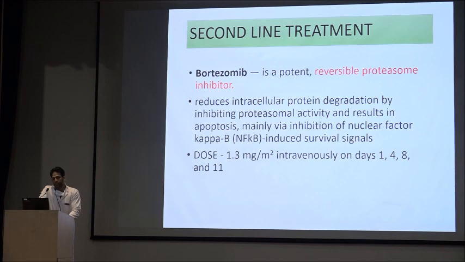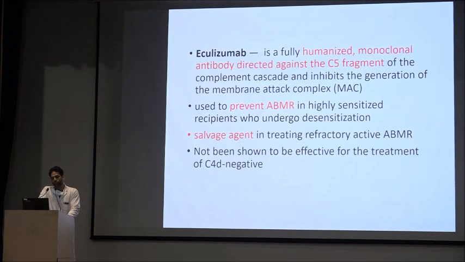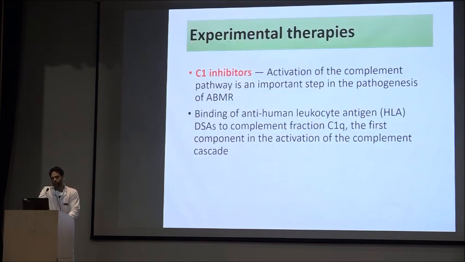There are a few second-line treatments like bortezomib, which is a reversible proteasome inhibitor, and eculizumab, which is a monoclonal antibody directed against C5 fragments. This is a salvage treatment for refractory active ABMR. It has not shown any effectiveness against CD4 negative ABMR. There are a few experimental therapies like C1 inhibitors. It has been used against placebo over a 2 week duration. There was no significant improvement compared to plasmapheresis and IVIG.